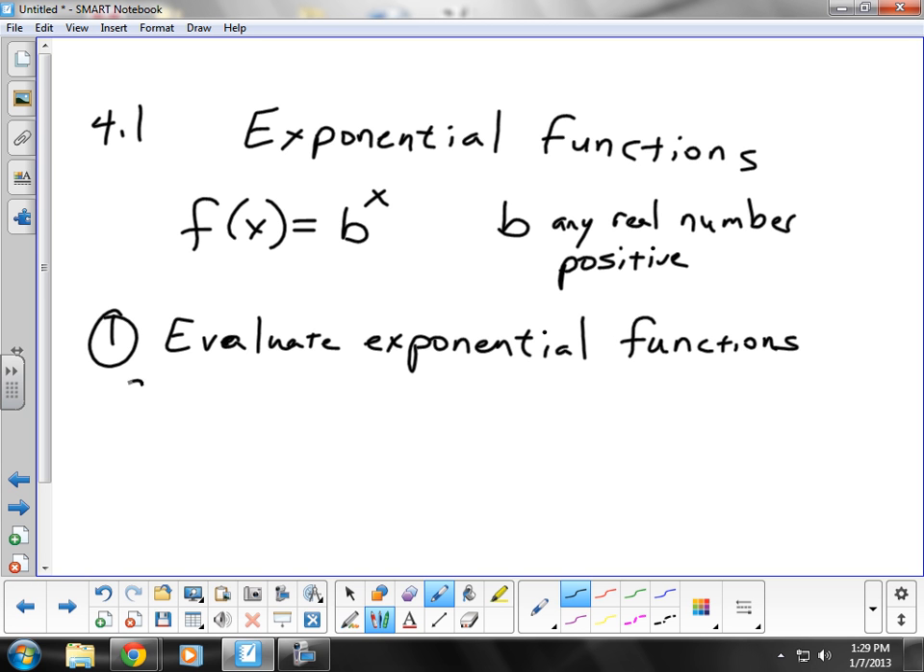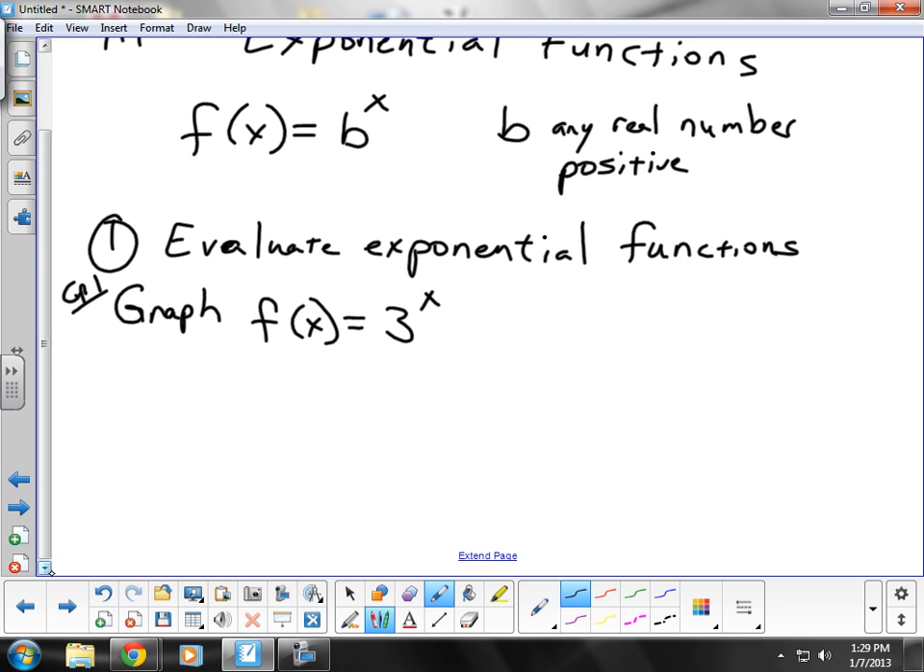So one thing we want to talk about first is how to graph this. So Checkpoint 1, while we're talking about how to evaluate these. One of the ways that we can do that is by graphing it and then looking at the value. They tell us that they want us to graph f of x equal to 3 to the x power. So we set ourselves a table of values.